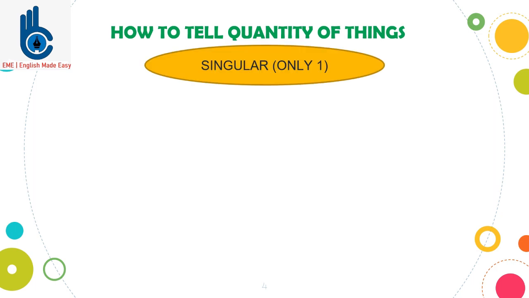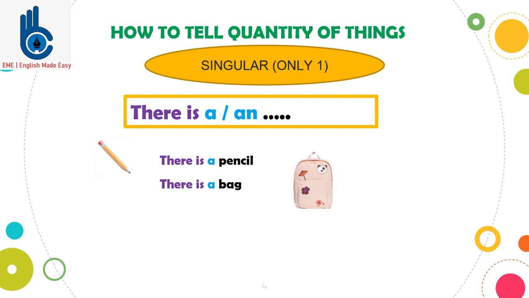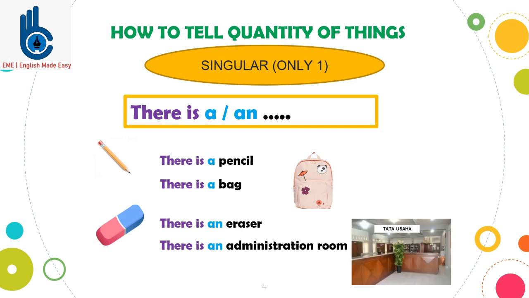Now we are going to see how to tell quantity of things in a singular things. Bagaimana cara mengungkapkan jumlah benda jika bendanya hanya 1? We can use there is a or there is an. What's the difference? Now let us see. There is a pencil. There is a bag. There is an eraser. There is an administration room.